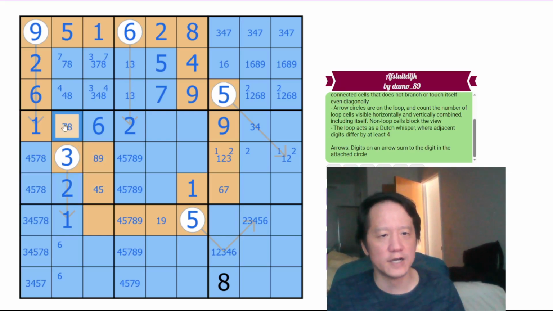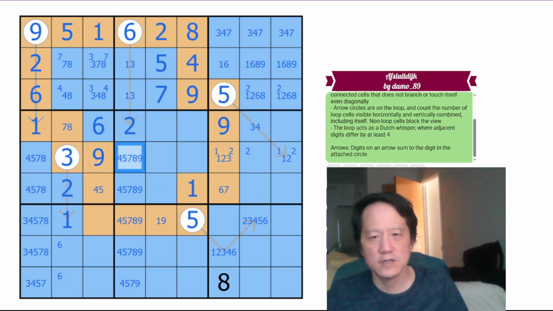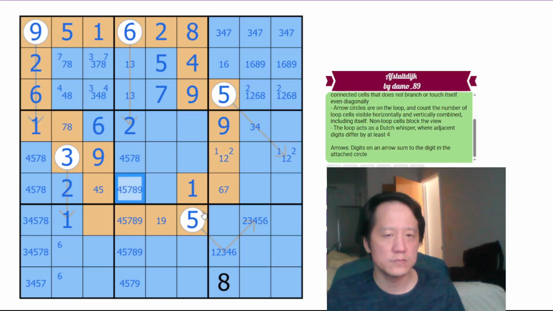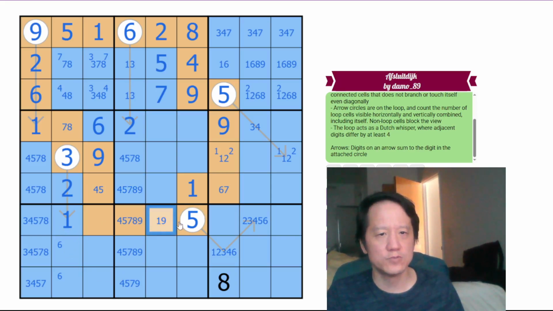Where is the 9 in box 4? It can only be here. So this is 9. This cannot be 9 here. This can't be 3. So this is a 1, 2 pair, which eliminates 1, 2 in the rest of the box. This is 1 or 9. This can't be 5 anywhere here.